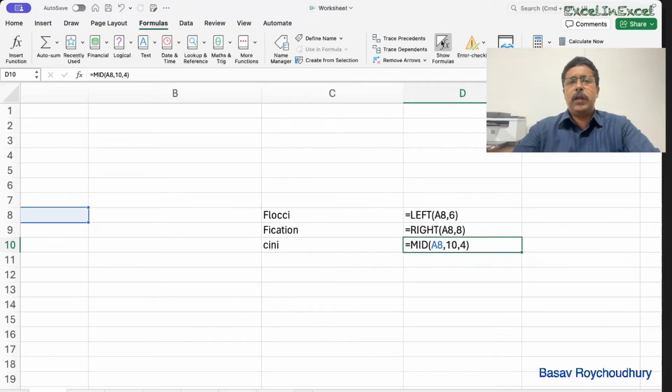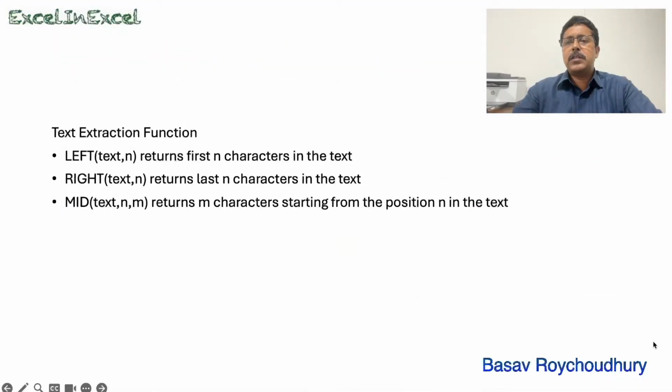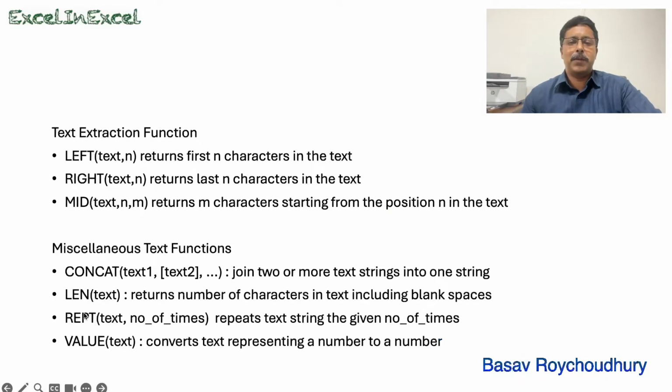The next lot of functions, I have categorized them, or I failed to categorize them actually, so I put them as miscellaneous text functions. In the miscellaneous text functions, I have put something like concat, which basically joins multiple strings into one string.